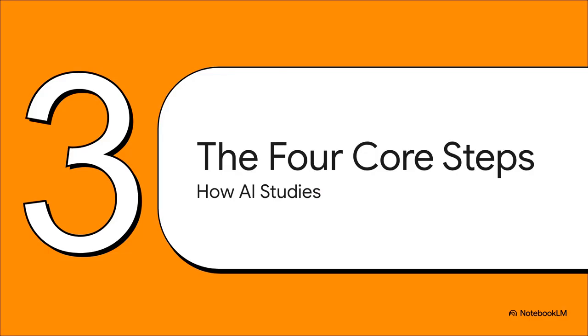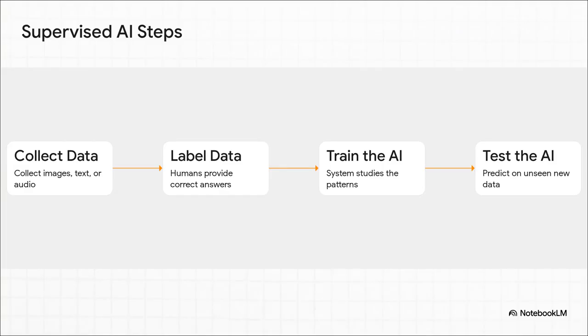Next up is Section 3, the 4 core steps, how AI studies for the test. We've got the flashcard analogy down, so let's look at the actual methodology here. This perfectly illustrates the journey of our digital student. Step 1, collect data. This could be anything: images, text, audio. You just need a massive pile of raw information.